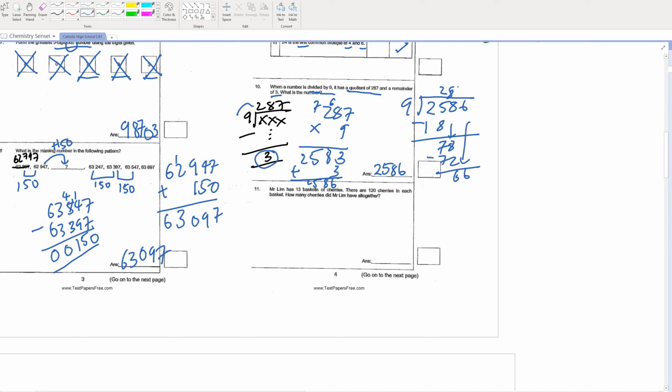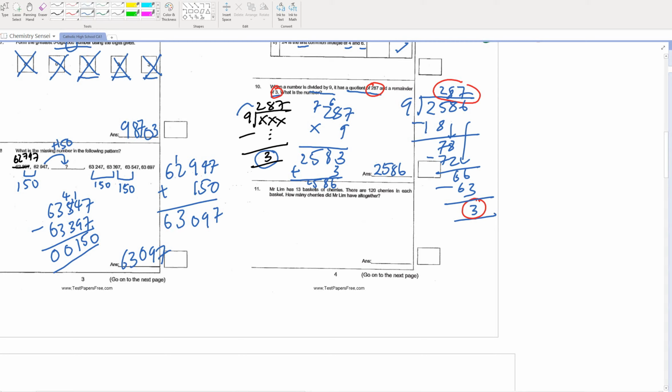We bring down the 6. So 9 times 7 will give 63. 66 minus 63 is equals to 3. Again, we get the quotient 287 as shown in the question, and a remainder of 3. This proves that our answer is correct.